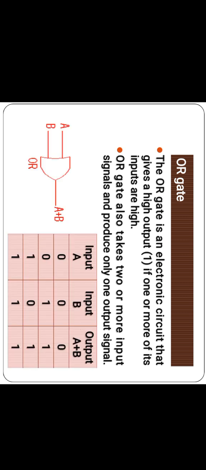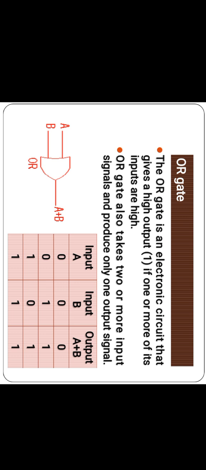Next, the OR gate. The OR gate is an electronic circuit that gives a high output if one or more of its inputs are high. The OR gate also takes two or more input signals and produces only one output signal. The first diagram is the logic symbol of the OR gate. Here the inputs are A and B and the output is A plus B.